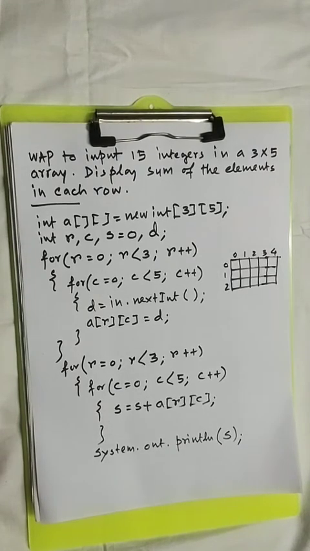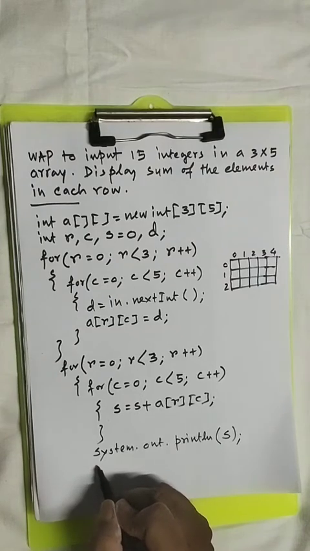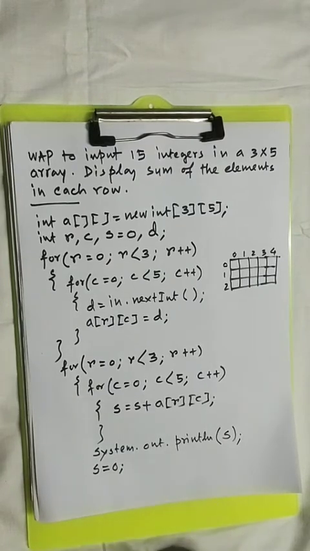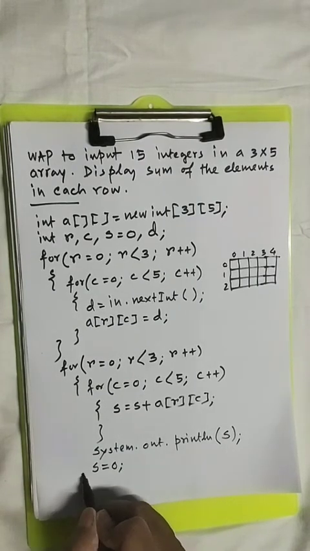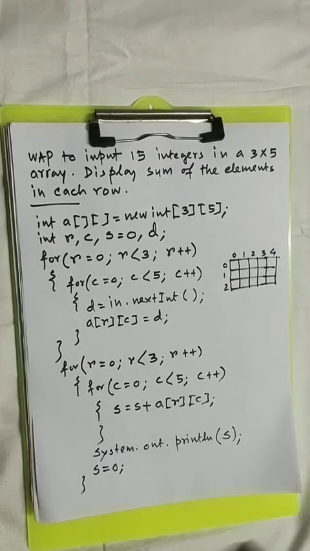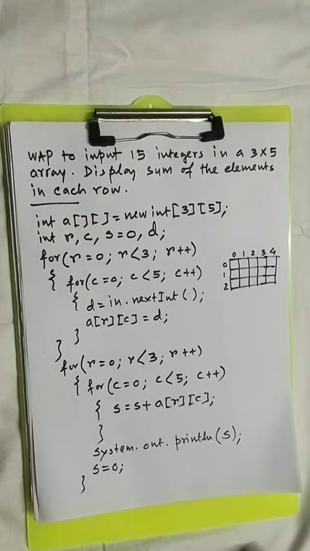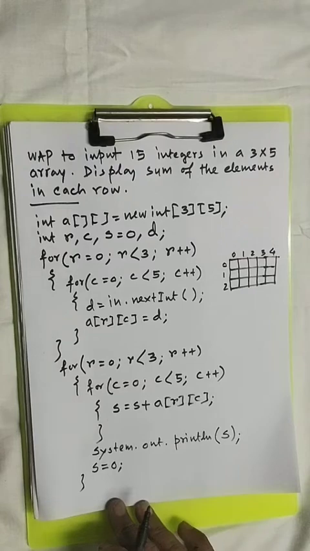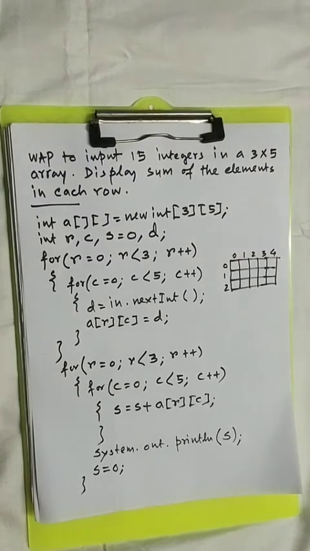Now we have to calculate sum of row number 1. So we have to again initialize the accumulator with 0 so that we can go for the next row. Then we complete the first for loop. So the next row sum will be calculated and that will be printed. Okay, done. Then we complete the program. So hope you understand this.